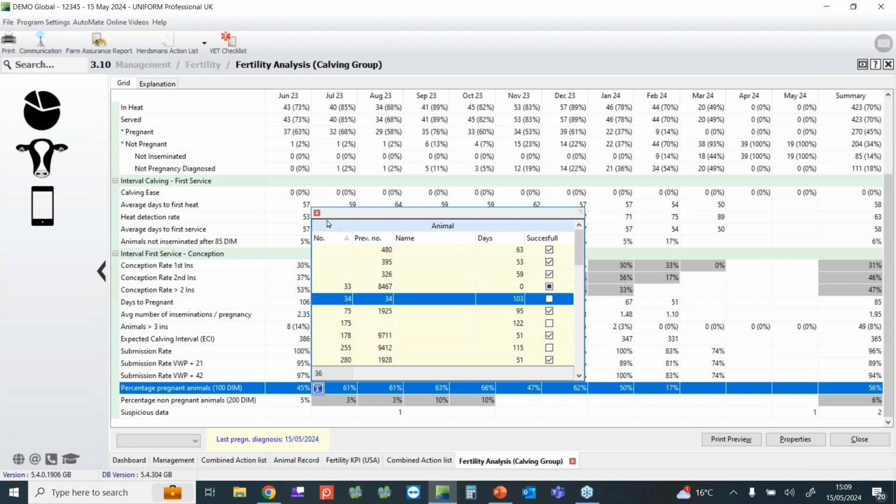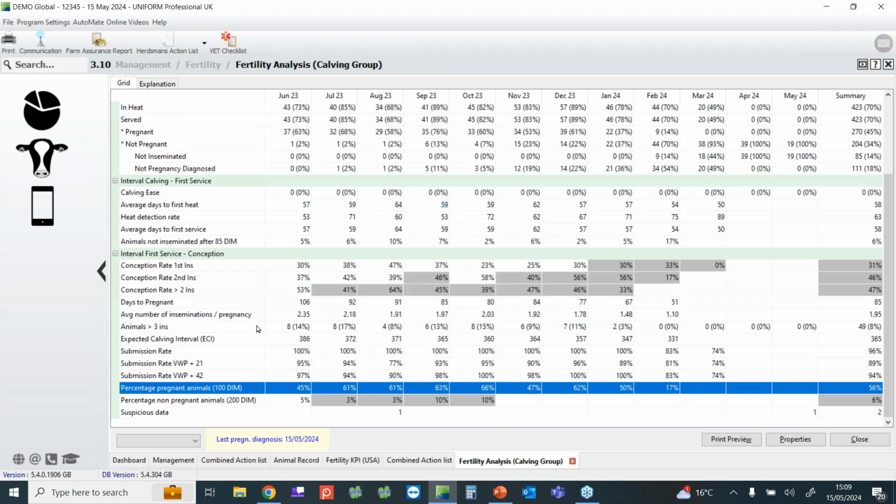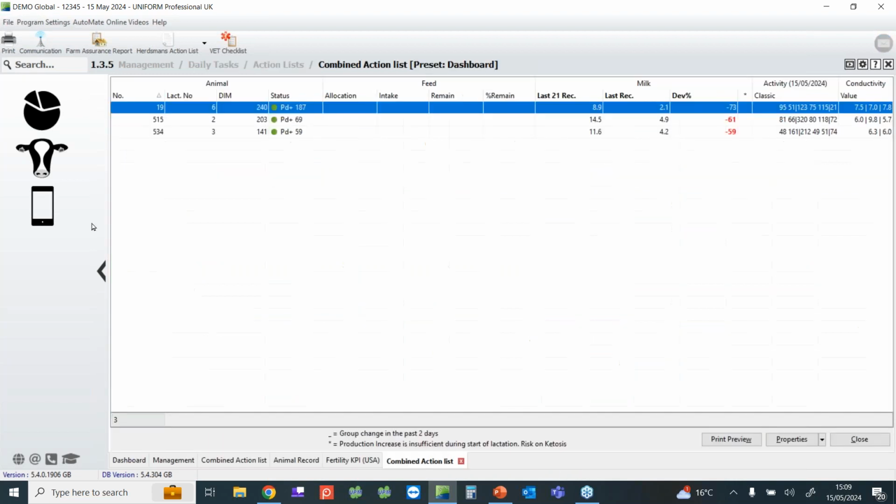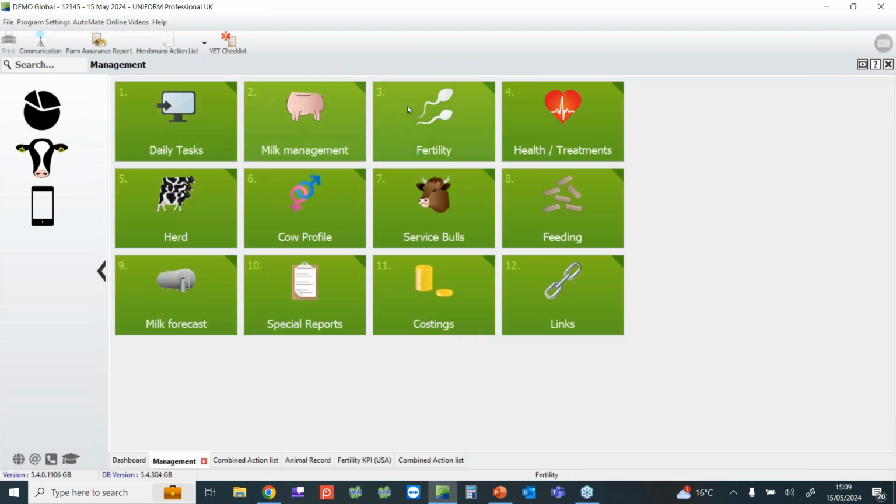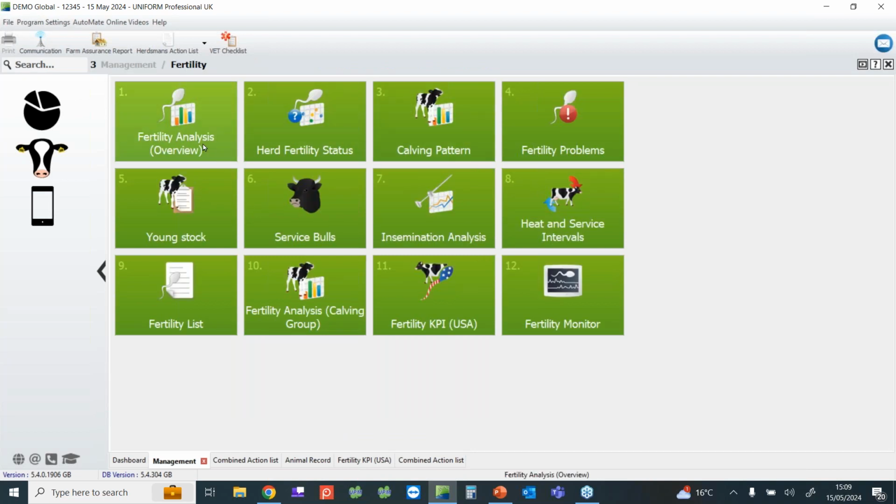This herd is doing really well. It's 500 cows. We have something called suspicious data, and the quality of the data is really good. There are only 2 bits of information we don't like the look of. So let's close that and go back into fertility. So 3.1 is a good overview. 3.10 is how we follow a group of animals.